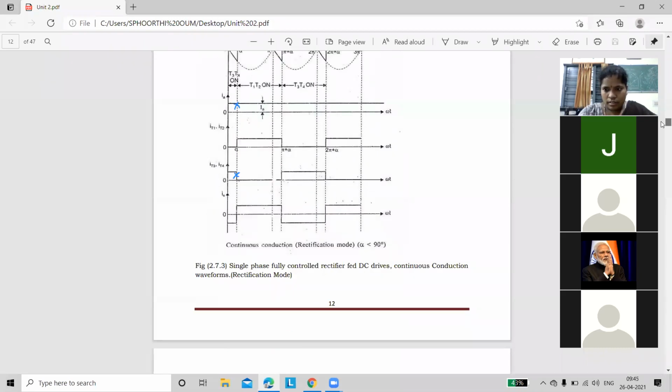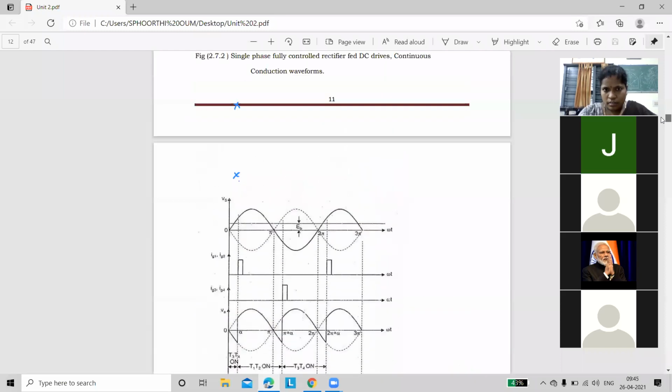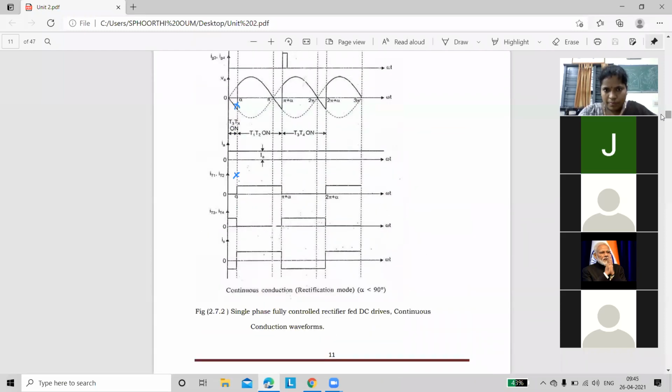How to draw IT1, IT2? Okay, no problem. First, the waveforms. What is IT1 and IT2? Can you guess what is that? IT1 and IT2.